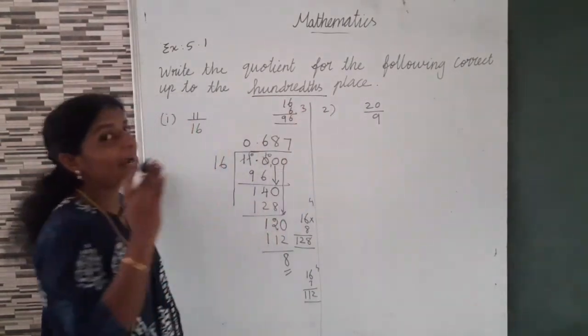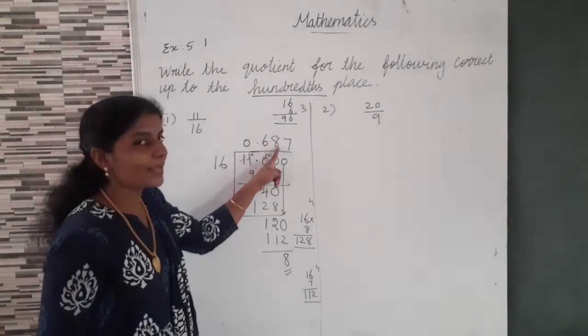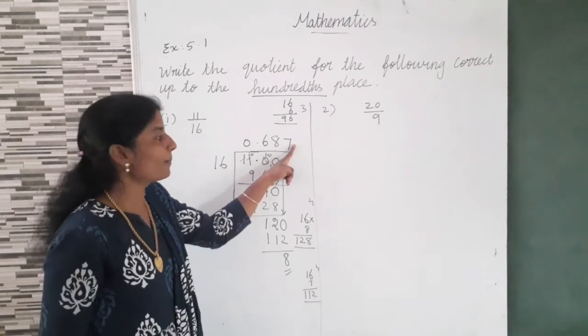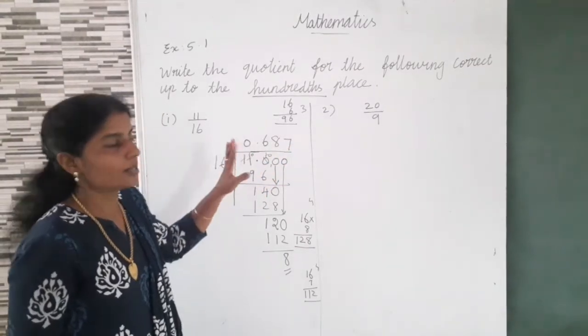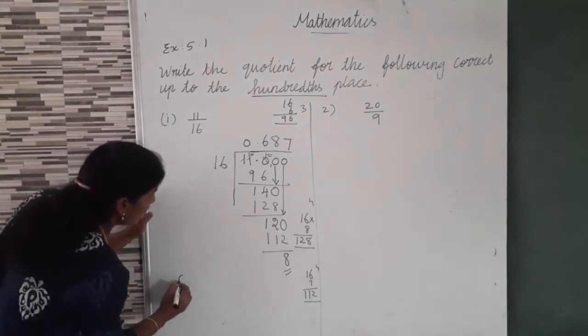We need up to the 100th place. Here this is the 10th place, this is the 100th place, this is the 1000th place. Now we use the 1000th place to round this number. So enough, we can stop here. Okay. Now what's the answer?